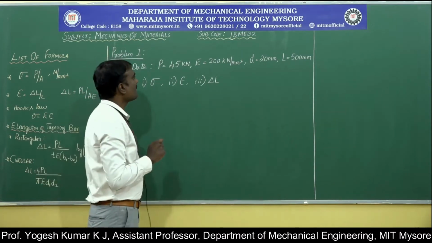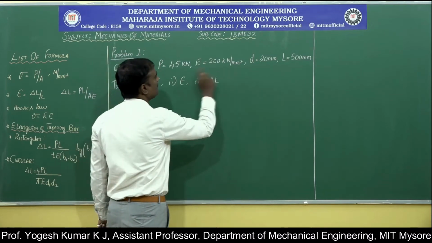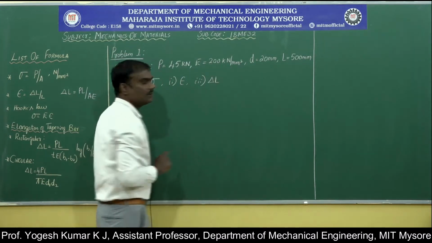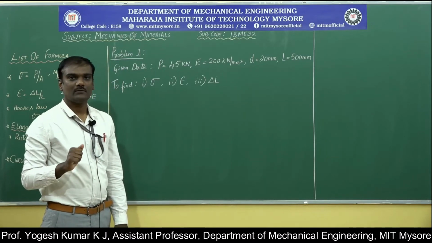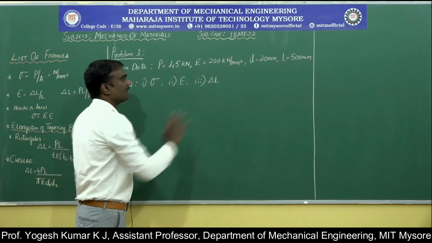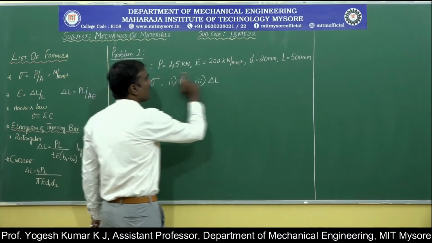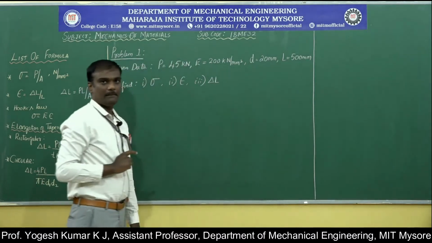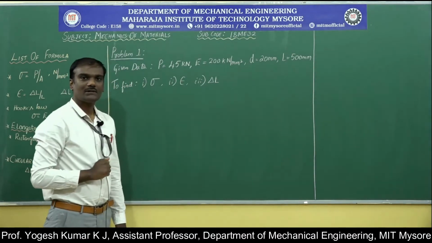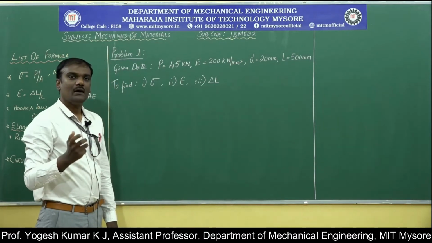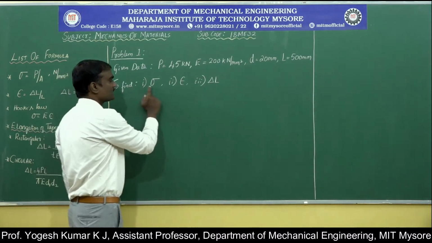Then they have specified the material of the member: Young's modulus of the material is 200 kilonewton per millimeter square. These are the given data in the problem. The first step in solving the problem is identifying the data given. After that, let us identify the unknowns to be found. They have asked to find the stress.